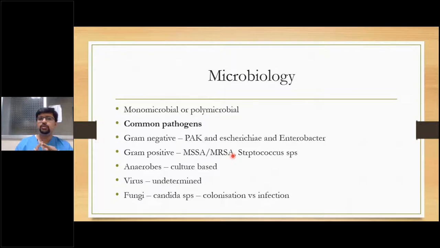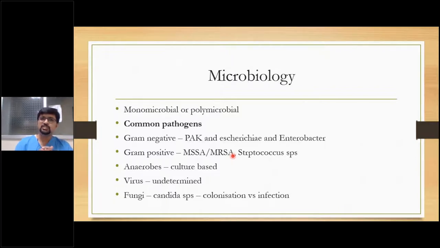Gram-positive organisms, you have methicillin-sensitive staph aureus and methicillin-resistant staph aureus, and also streptococcus species. The other three things are usually not seen so prominently because it is based on your culture methods. Basically, anaerobes, we don't do an anaerobic culture. So though anaerobes may form a huge part of hospital-acquired pneumonia or ventilator-acquired pneumonia, we don't get to know because we don't do specific anaerobic culture methods, or viral culture methods also. So viruses can also lead to hospital-acquired or ventilator-acquired pneumonia, but it is usually undetermined.